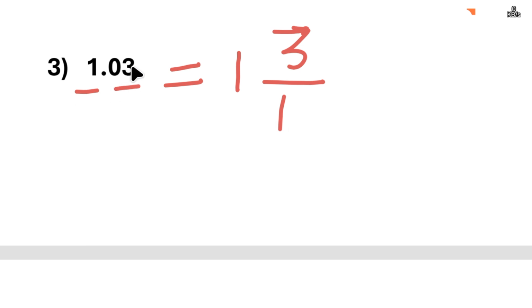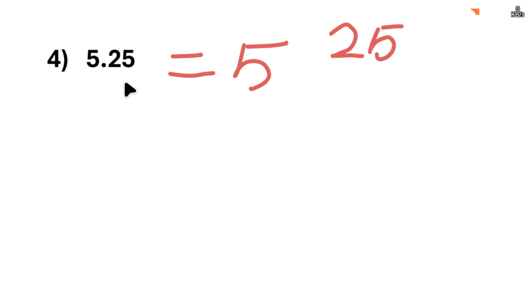After that we have to count the number of digits in decimal part. There are 2 digits in decimal part. So we have to add 2 zeros. So the fraction for this decimal is 1 and 3 by 100. We cannot simplify this fraction anymore.